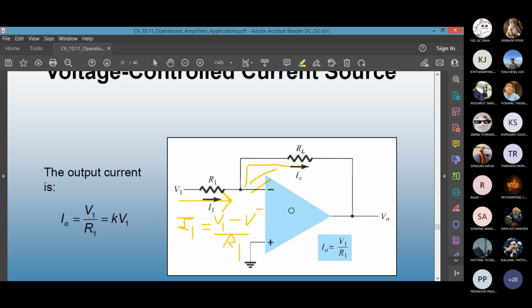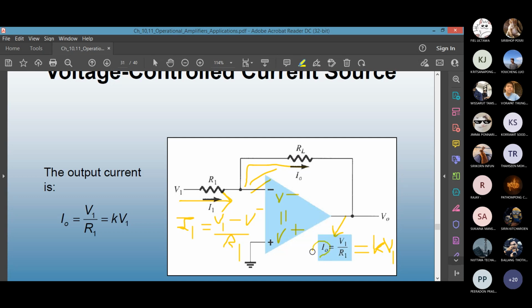Isn't it? And then another assumption, V minus equals V plus. What is V plus in this circuit? 0 volts. So this equation I1 becomes V1 over R1, and I1 equals I out. So you can say I out equals V1 over R1. If I say 1 over R1 equals K, the format of the output equation is I out equals K times V1, where K is 1 over R1. Or you can say I out equals V1 divided by K. That is also okay.